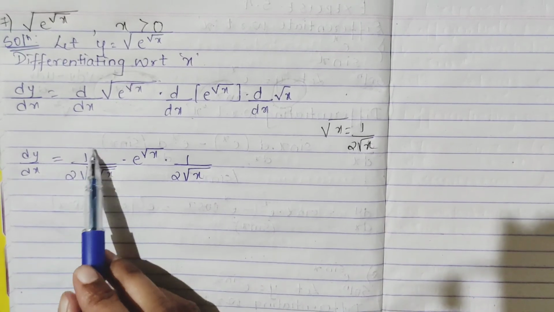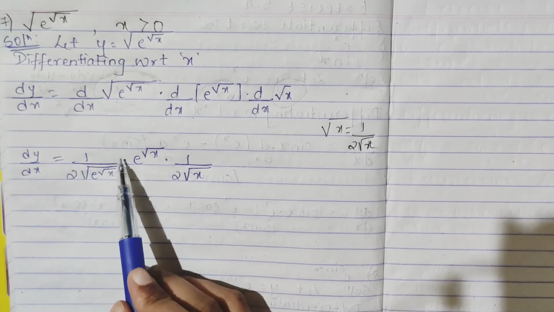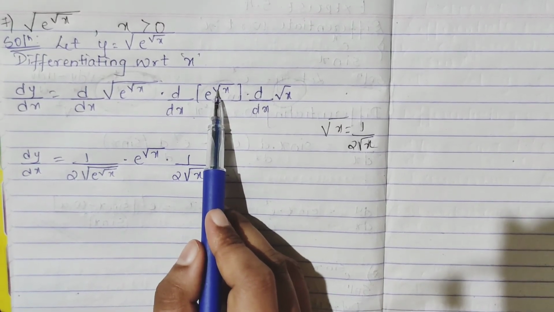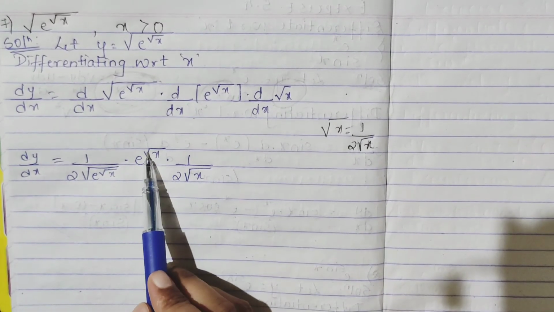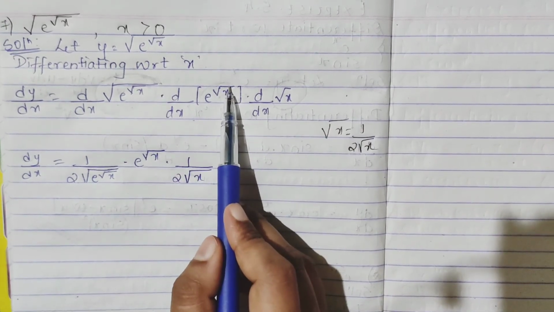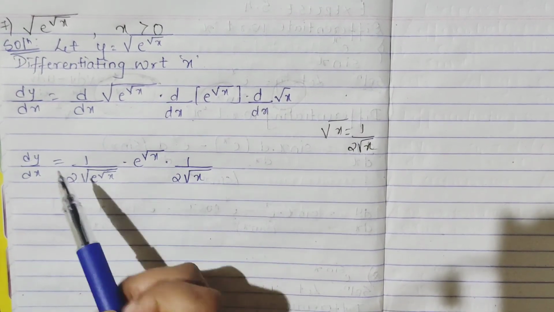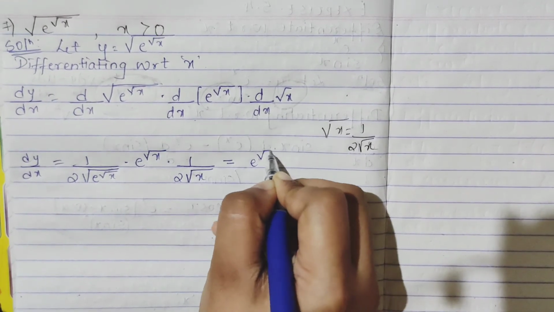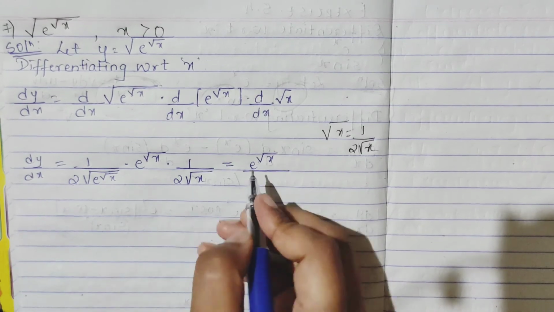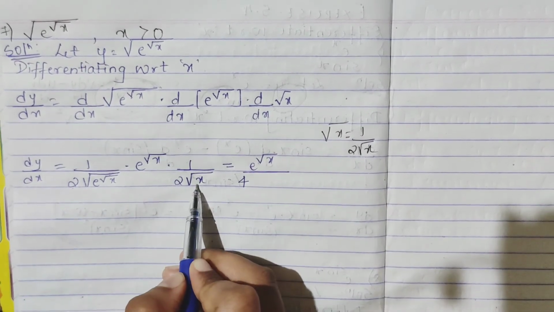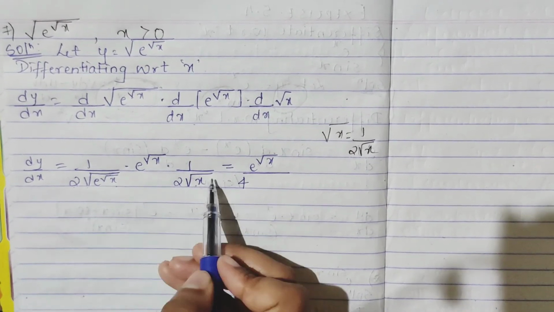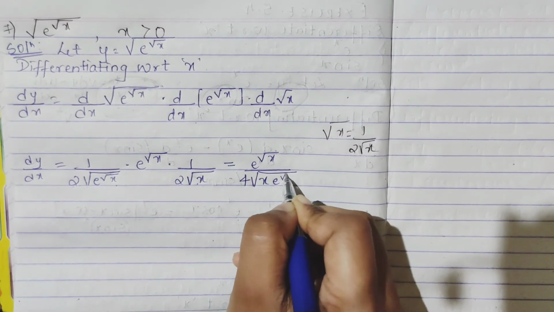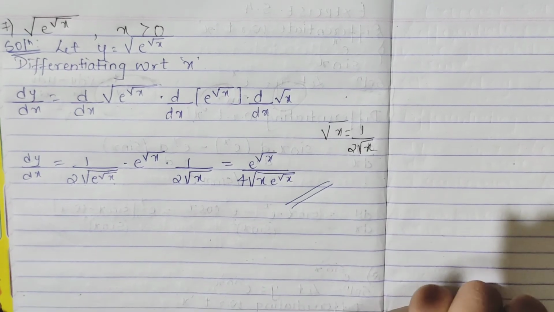So it will be 1 by 2 and this again whole root, into differentiation of e to the power root x. E to the power x is what? E to the power x itself, but here x is root x. So it will be e to the power root x. Again root x differentiation is 1 by 2 root x. So how can I write this? Simplifying here only, I will write e to the power root x whole divided by, see, 2 into 2 is 4. Here you see this is also root x, this is also root of e to the power root x. So I can take them in one root only, root x e to the power root x. So this becomes your final answer.